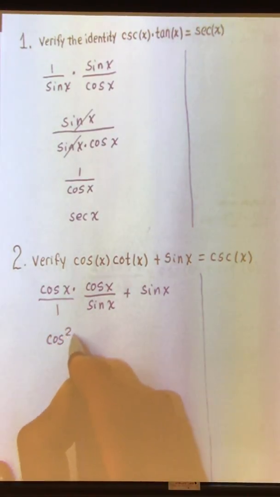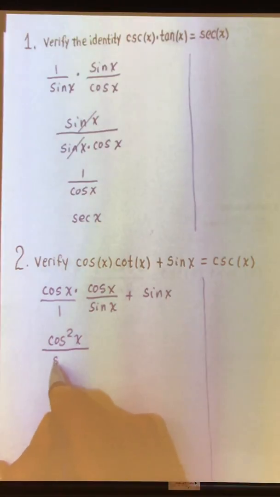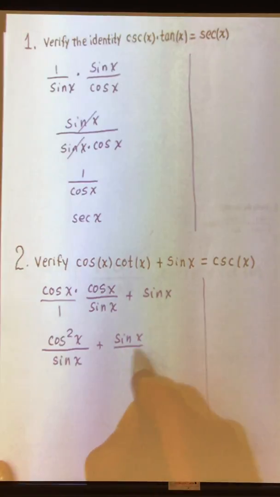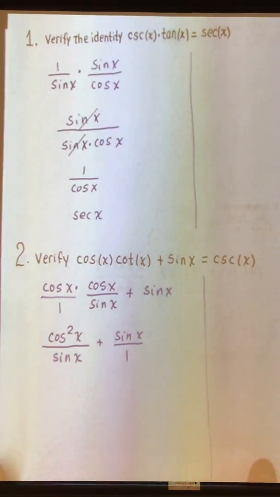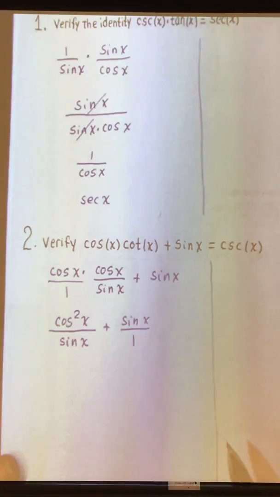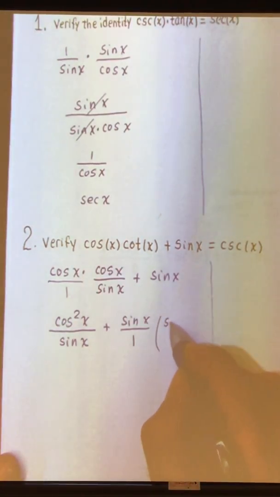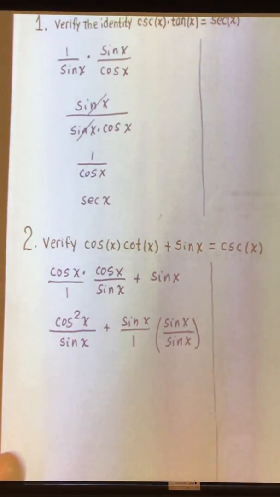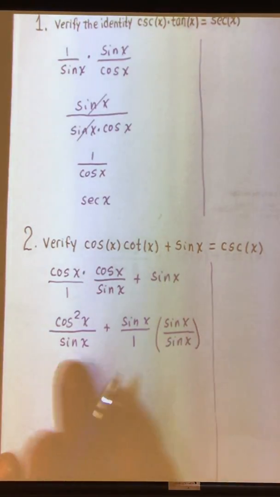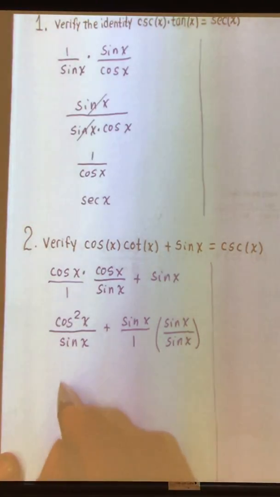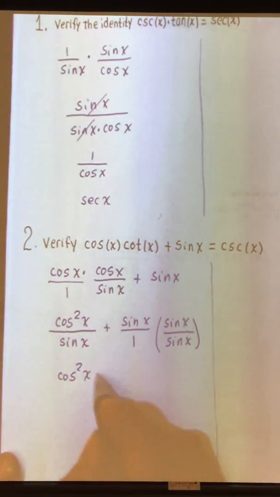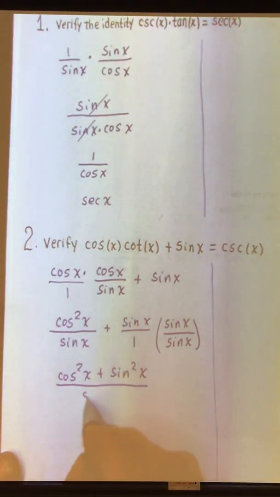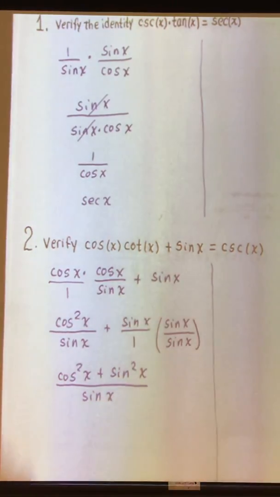So that'll give us cosine square x divided by the sine of x, plus I'm going to write sine of x divided by 1 in preparation to add this together. So to find a common denominator, we'll multiply this by the sine of x over the sine of x. And now we'll have a common denominator, sine of x and sine of x, so we can now add the tops. Cosine square plus sine square, all divided by sine of x times 1.